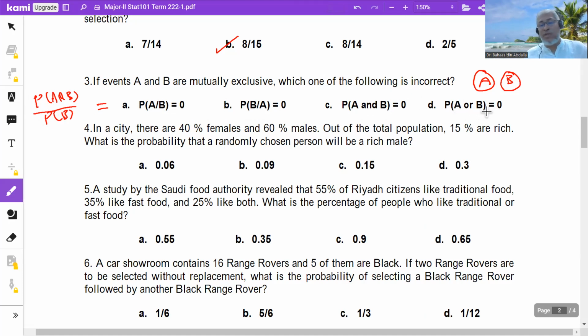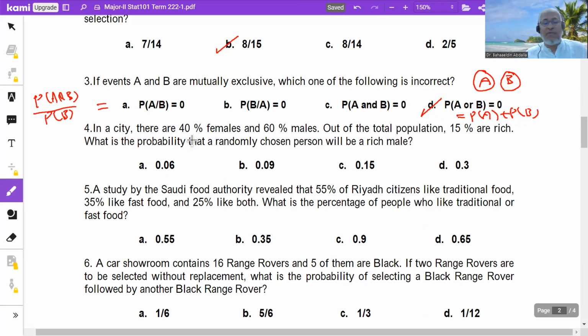Probability of the union is 0. No, this is not correct, because it would be equal to probability of A plus probability of B. And this would be 0 only if P(A) is 0 and P(B) is 0. So this is not correct in general.